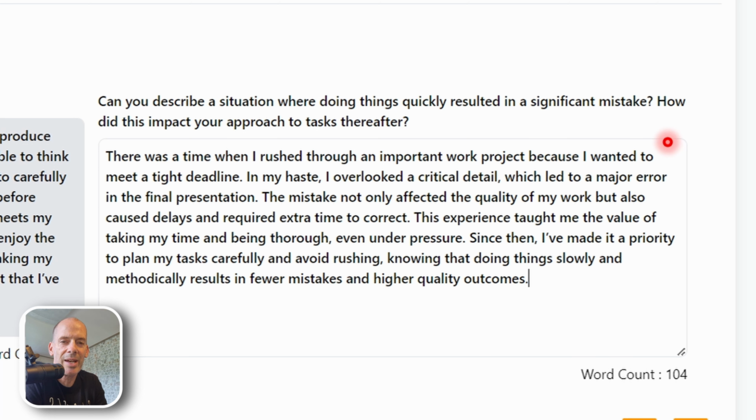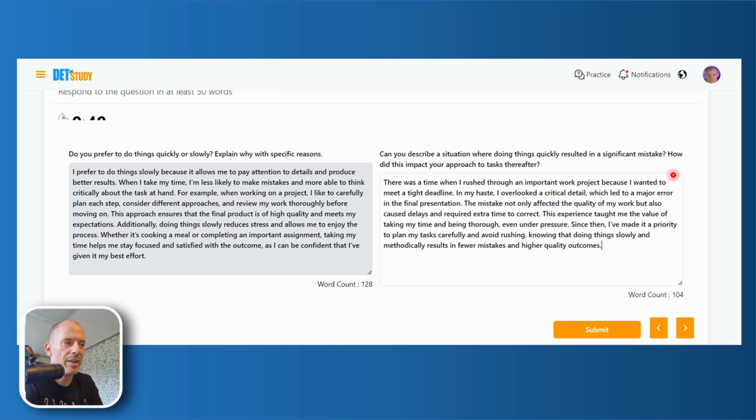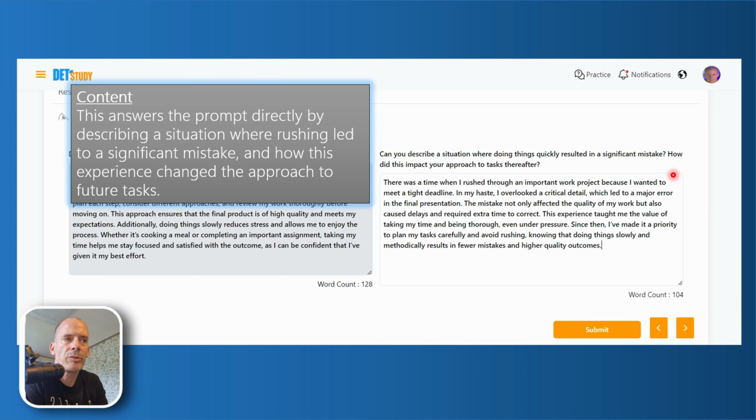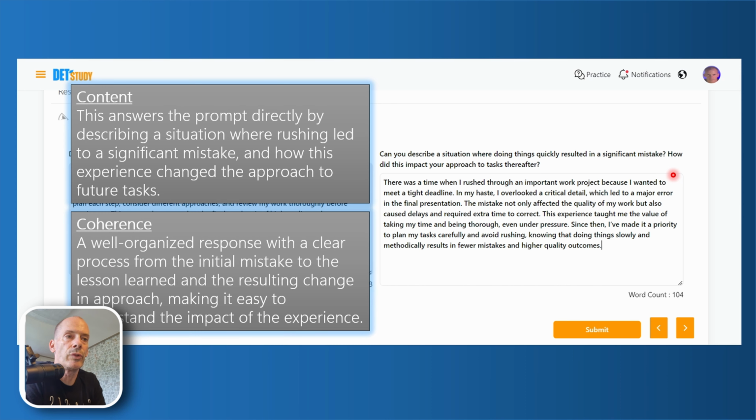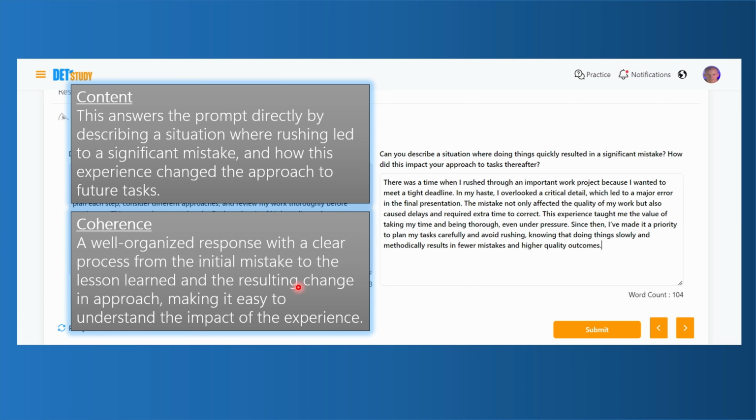How did we do with AI? Oh wait, let's first check out what they did well. For content, this answers the prompt directly by describing a situation where rushing led to a significant mistake and how this experience changed the approach to future tasks. Coherence: well-organized response with a clear process from the initial mistake to the lesson learned and the resulting change in approach, what they did differently later, making it easy to understand the impact of the experience.